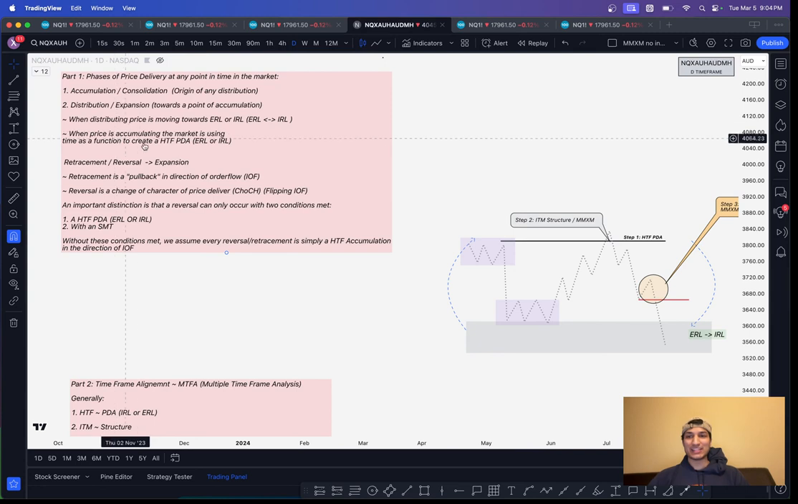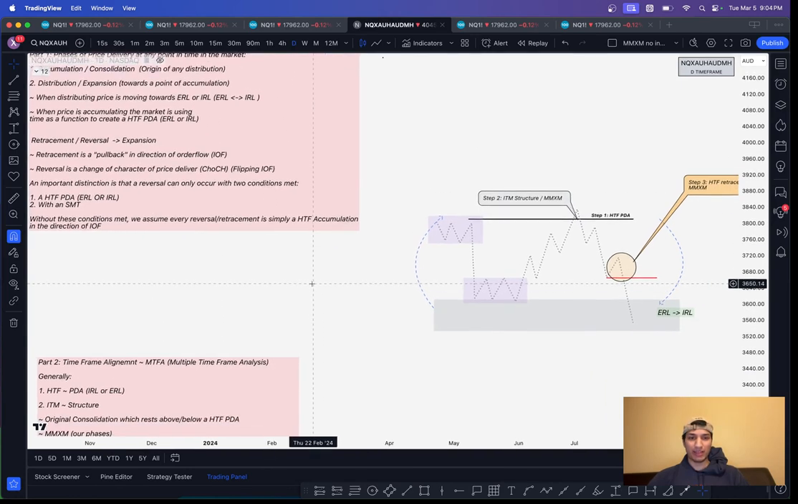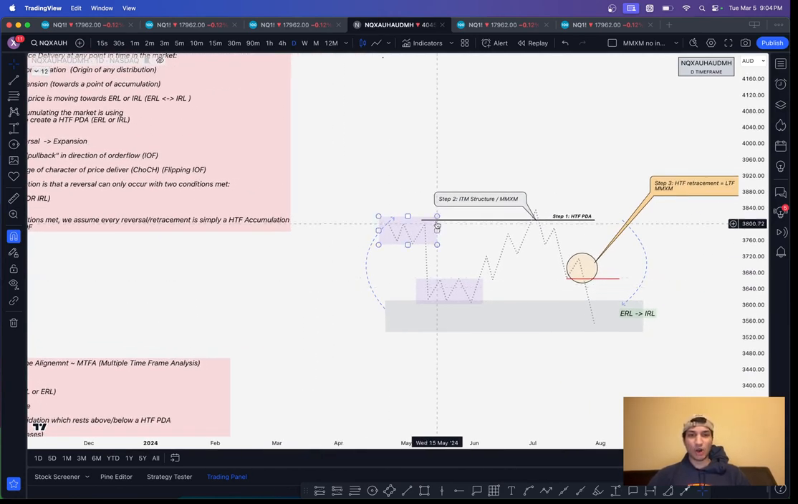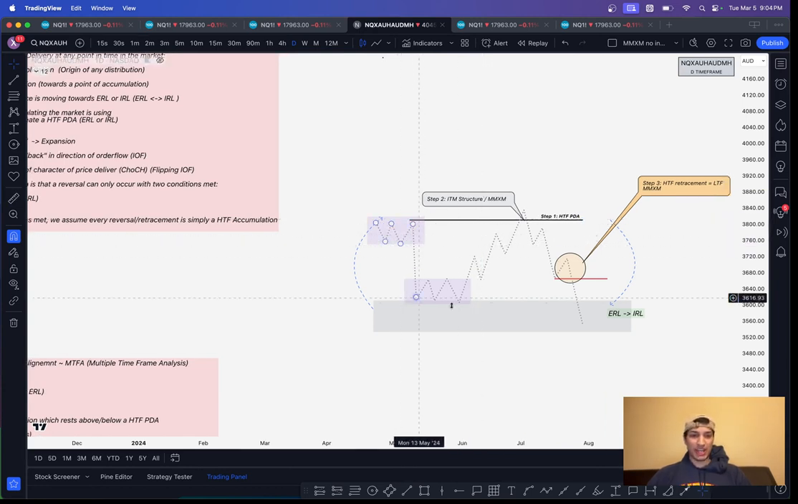So when price is accumulating, the market is using time as a function to create a higher time frame PD array. This is often hard to visualize, but imagine a consolidation area on an intermediate time frame, let's say an hourly chart. Resting below that consolidation, we can prove there will be a higher time frame PD array, something like a daily swing low or a daily fair value gap.